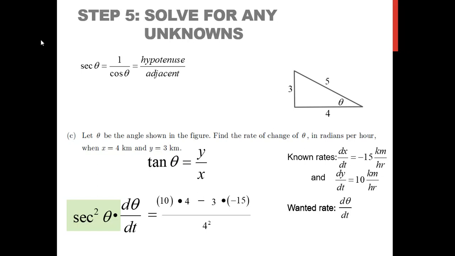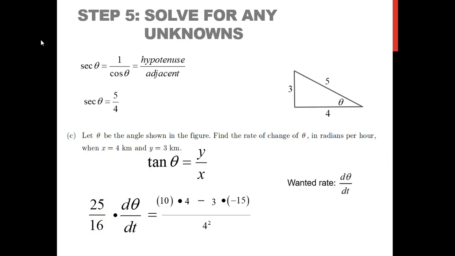Now, we needed the hypotenuse to figure out secant theta. That's hypotenuse 5 over adjacent leg 4. And in particular, we needed secant squared theta. So we're going to have to take that secant of theta, square it, and get 25 over 16. So that 25 over 16 can replace the secant squared theta. And now we're ready to finish this one off.